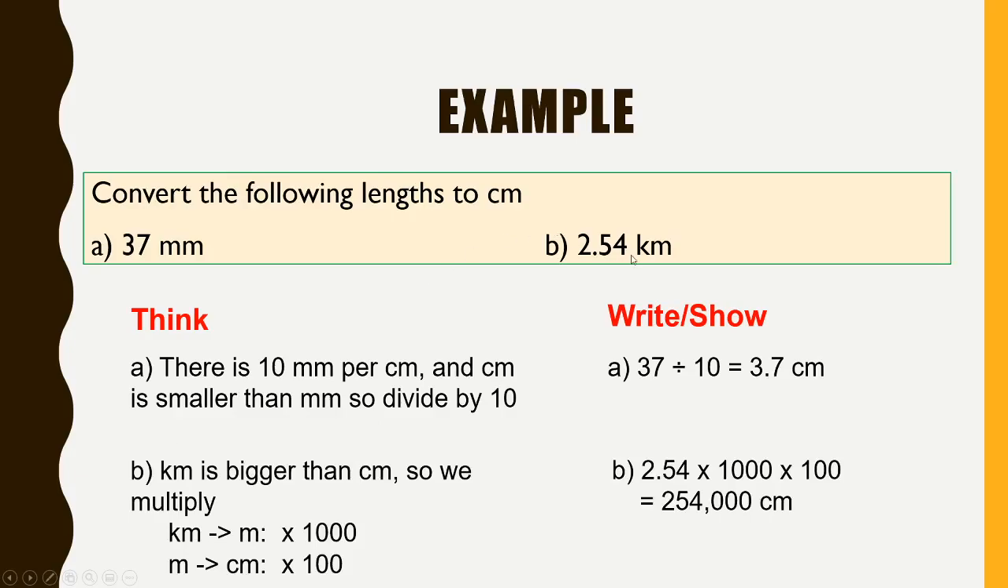Next one, from kilometers into centimeters. Well, I've got to go from kilometers to meters first, which is timesing 1,000, and then meters into centimeters, which is timesing by another 100. So my 2.54 times by 1,000 from kilometers to meters, and then times by 100 from meters to centimeters. And there's our answer again, making sure I put the units in there.